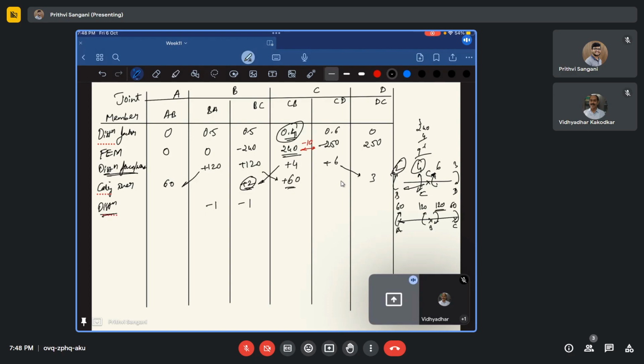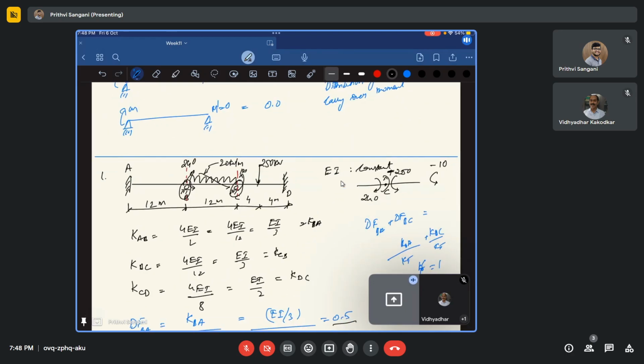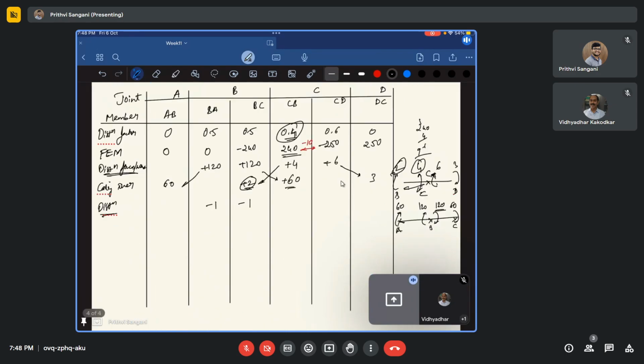And in CB I have 60. CB is this thing, and CD. Do I have anything in CD? CD is nothing. Yeah, in CD I don't have anything. So 60, that means I need to apply minus 60 at joint C.